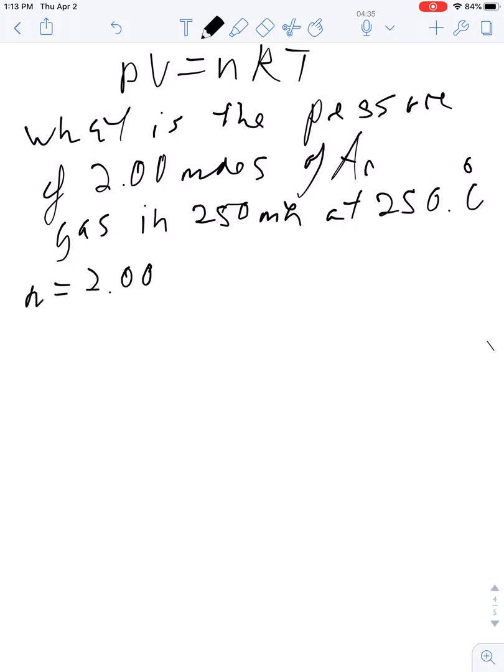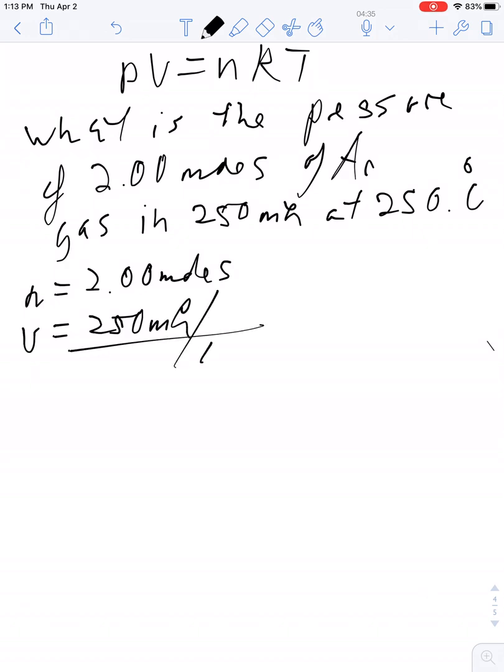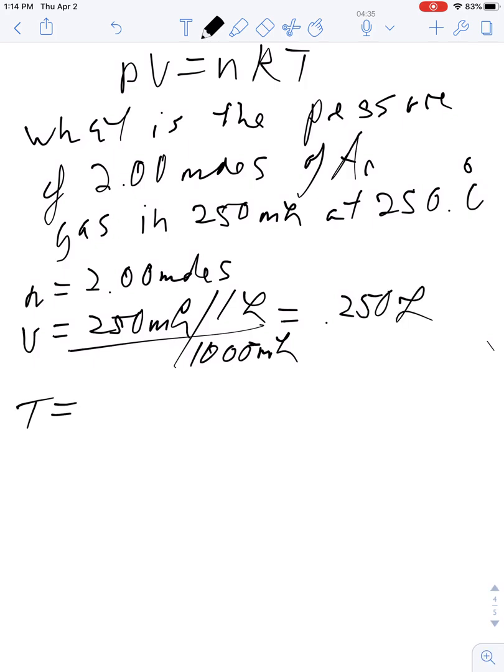We have 2 moles. We've got a volume of 250 milliliters, but volume must be in liters, so we have to convert. Temperature was 250 Celsius, but we've got to convert that to Kelvin, so go ahead and just do those things right away when you're writing down your info.